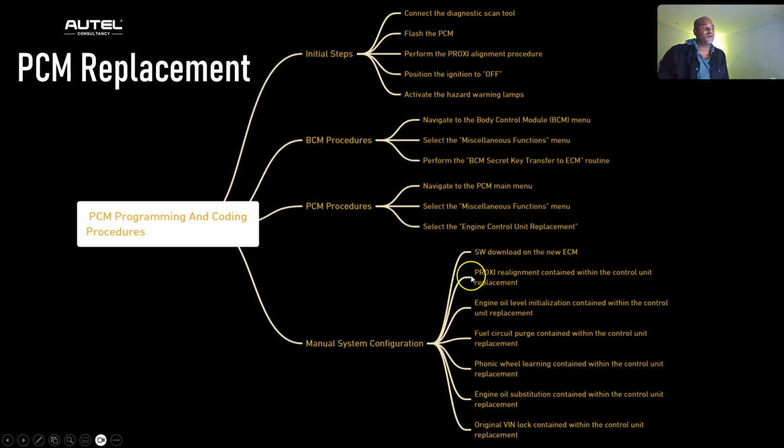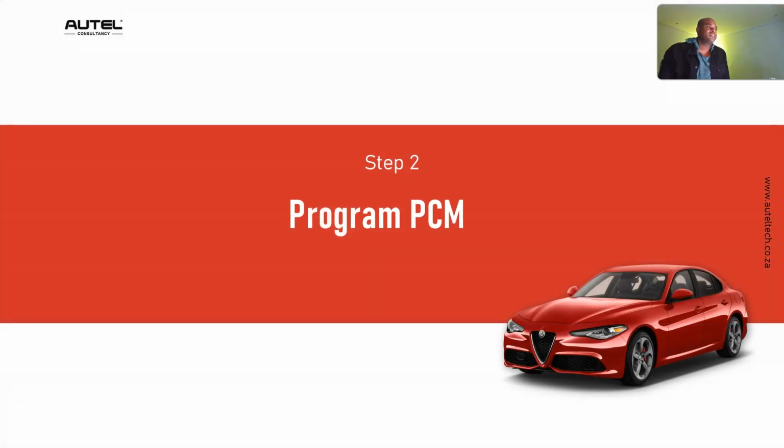So these are all the things we need to do again once we navigate to the miscellaneous functions and perform this engine control unit replacement. So factor in your costs, look at the programming and the coding, and you can kind of get a gist of how long this is going to take, and you can use that to justify your pricing. Okay, next is the program PCM procedure.